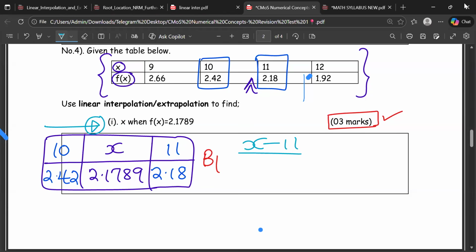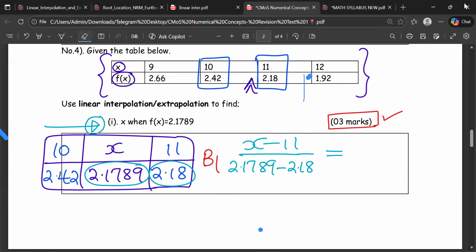After saying X minus 11, I'll consider the Y values down. Remember, as we are calculating, I said whether it is changing X over changing Y, no problem, provided you maintain that. Then down, what will I have? I will have 2.1789 minus 2.18. And that is done. Then this side we should purely have known values.